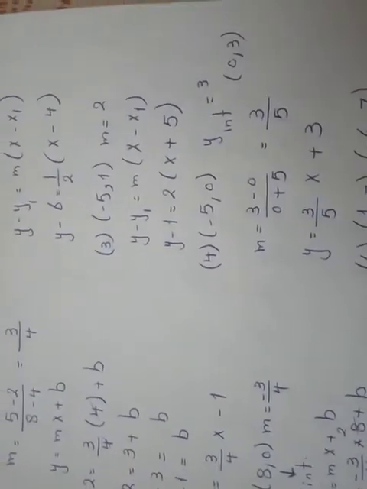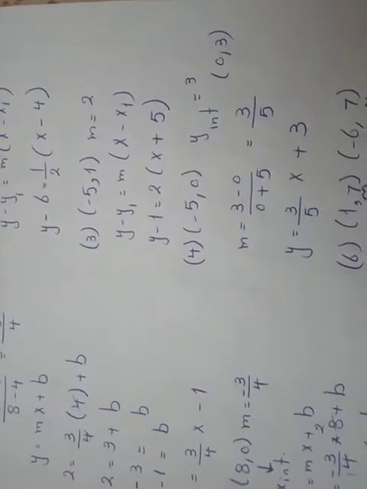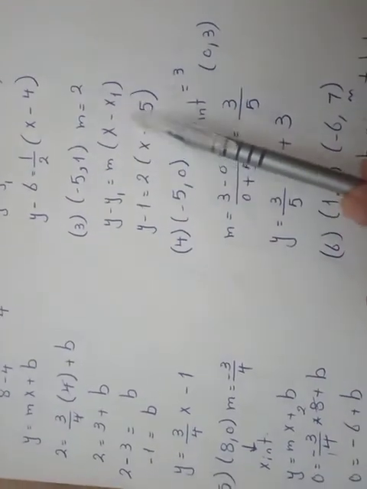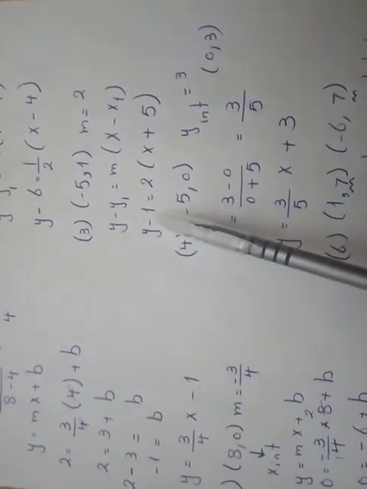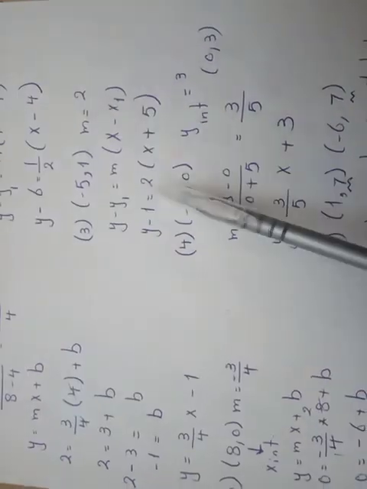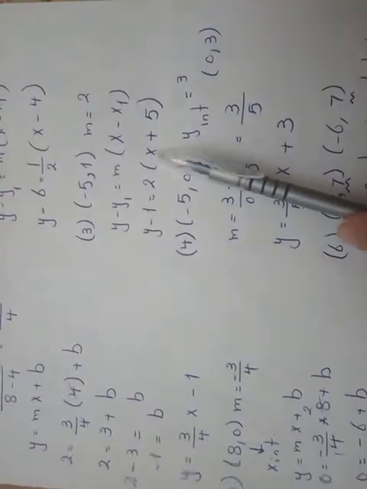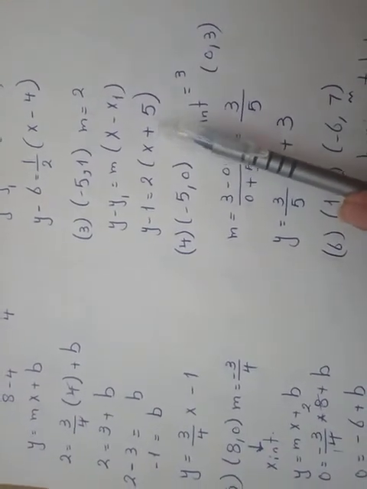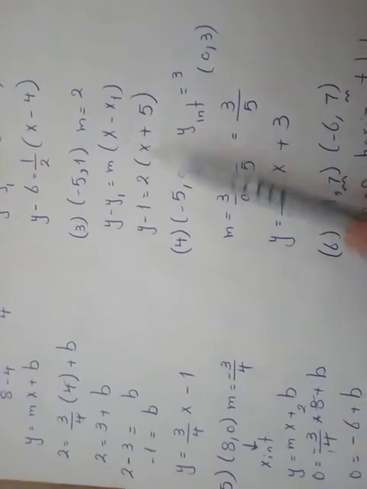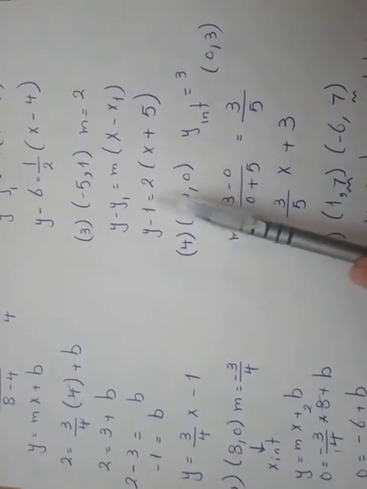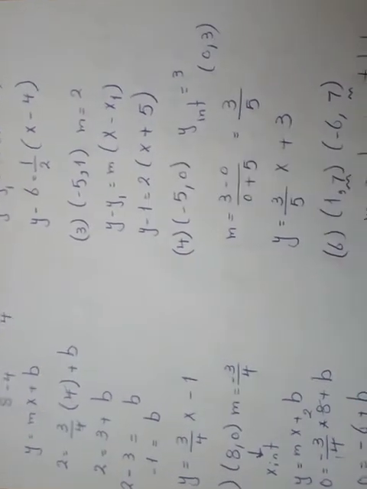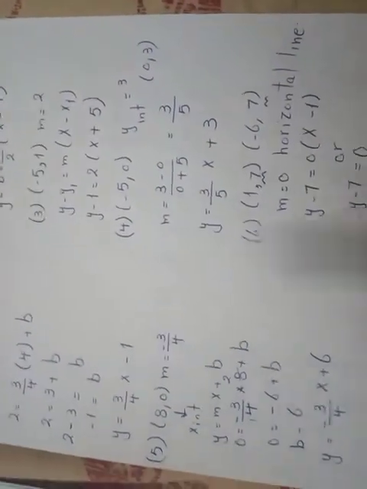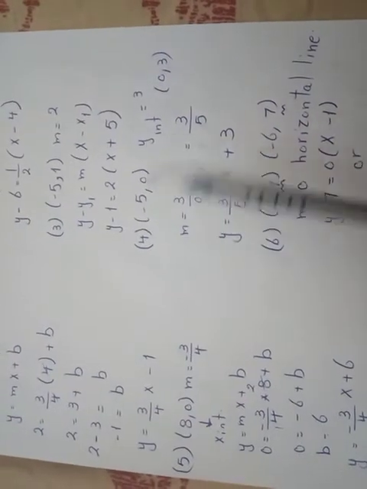Number 3, same. He gave you a point and he asked about the slope. So y minus y1 equal m times x minus x1. Y minus 1 equal 2, open the parenthesis, x minus -5. So minus times negative will be positive. So y minus 1 equal 2, open the parenthesis, x plus 5. This is the equation.